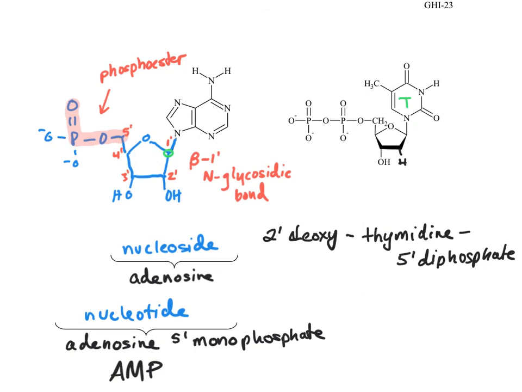I'm past my 10-minute limit for video, so let's pause it here by just saying this would be called little d, capital T, D, P. dTDP for deoxythymidine diphosphate.